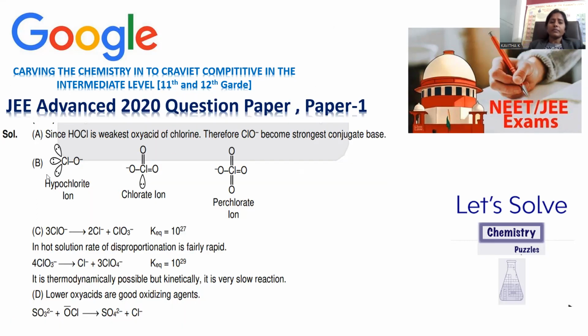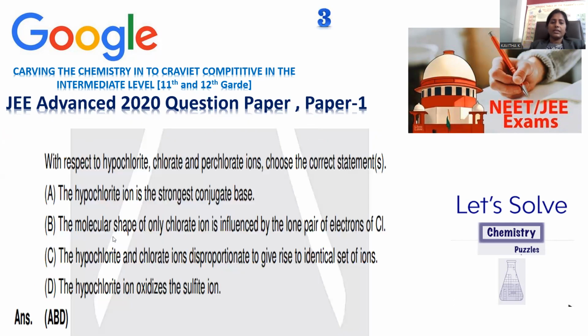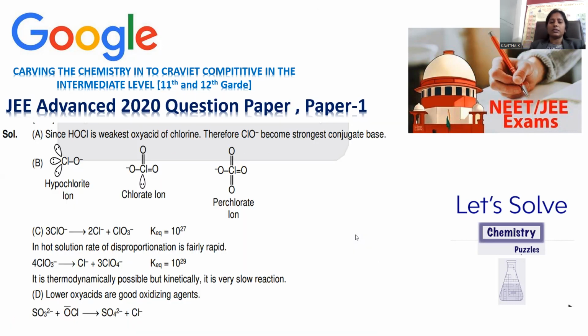Move on to B. In B, the hypochlorite ion is there. The hypochlorite ion has chlorine with 6 lone pair of electrons, non-bonding electrons, and oxygen with the negative sign. In the case of the chlorate ion, you can find Cl, double bond O, O minus, and a lone pair of electrons will be there. In the case of perchlorate, we have Cl, double bond O, O minus. Here is another possibility. The question says the molecular shape of only chlorate ion is influenced by the lone pair of electrons. Okay, so here lone pair of electrons are present. This is not influencing.